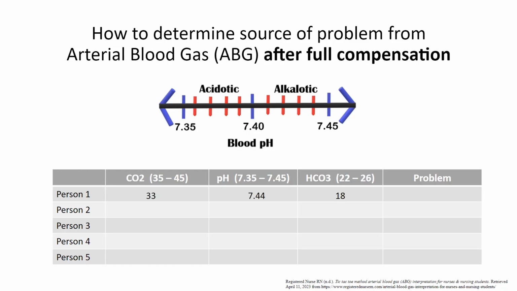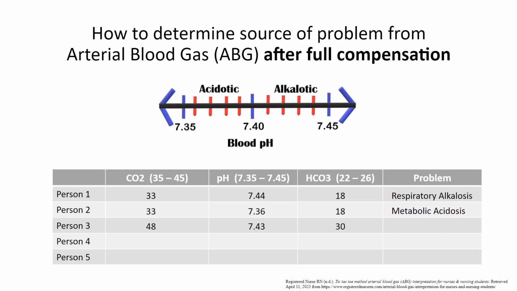Okay, person 1 has fully compensated what? Fully compensated respiratory alkalosis. The pH is on the alkalotic side of normal, and the low CO2 explains the alkalosis. Person 2 has fully compensated what? Fully compensated metabolic acidosis. The pH is on the acidic side of normal, and the low HCO3 explains the acidosis.